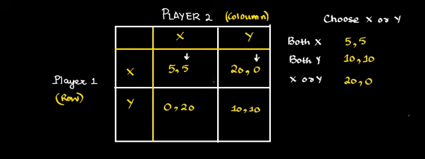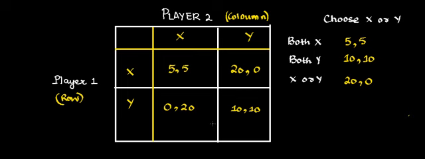Now, if you look at this, if player 1 chooses X, then the best strategy for player 2 is to choose out of these two, either 5 or 0. So the best strategy is to go with 5, that is X. So if player 1 chooses X, player 2 should also choose X. That is the best strategy. If player 1 chooses Y, then player 2 has to choose out of these two, and the best strategy for player 2 is to choose X again. So no matter what player 1 chooses, the best strategy for player 2 is to choose X.